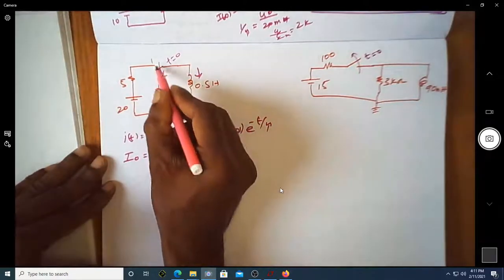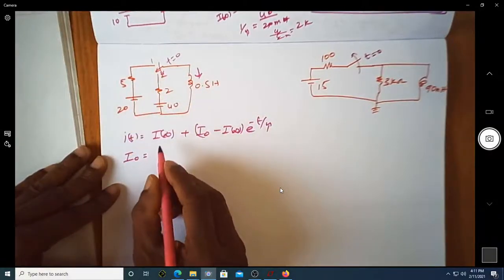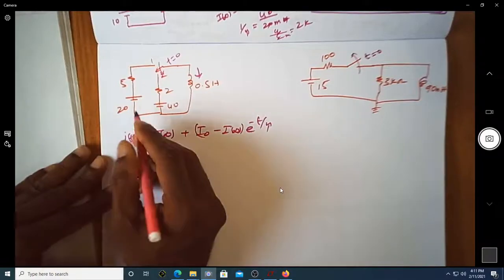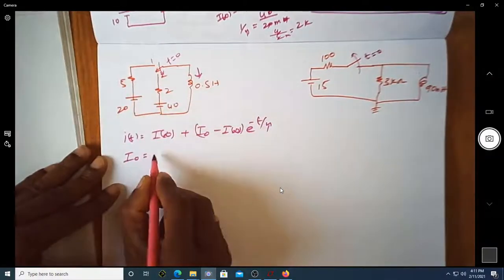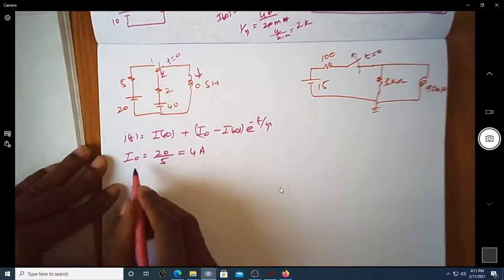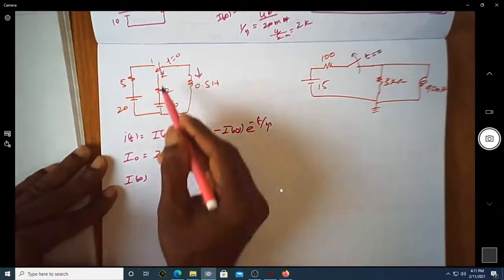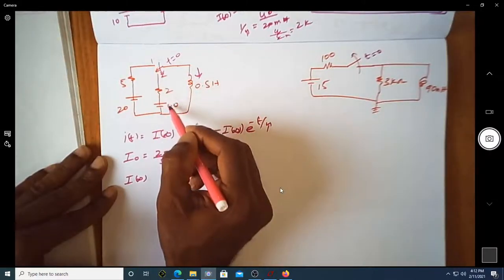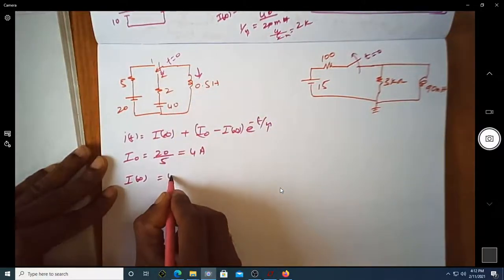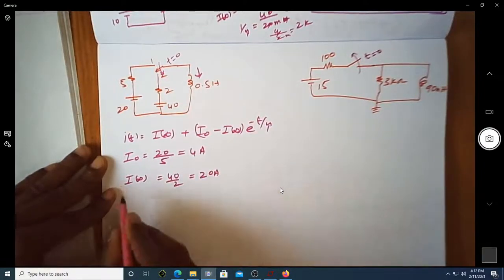Let me first write what I naught is. I naught is the current when the switch is in position 1, so I naught is equal to 20 divided by 5, which happens to be 4 amperes. Similarly, to find I of infinity, when the switch is in this condition, it is 40 by 2, which happens to be 20 ampere.